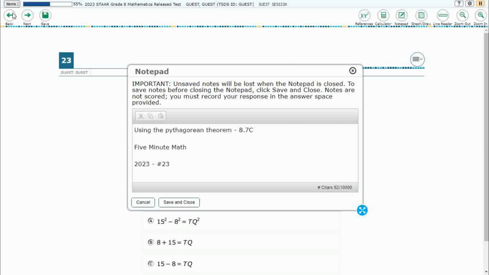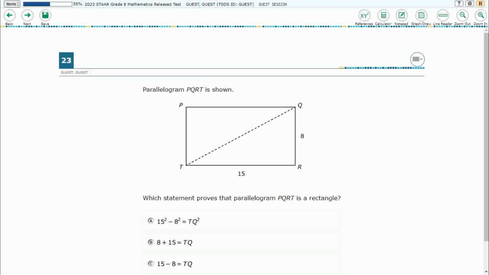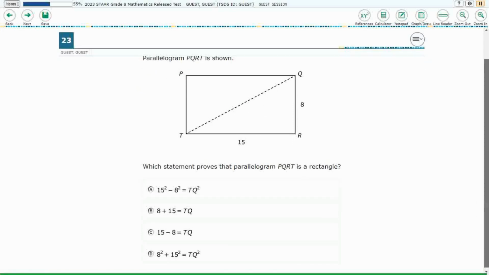Today we are looking at the 8th grade concept of using the Pythagorean Theorem. This is standard 8.7c in the great state of Texas, and we're using item number 23 of the 2023 released STAAR test. If you haven't done so already, please go ahead and take a moment to pause the video, work this problem out on your own, unpause it, and we will look at our answers together.